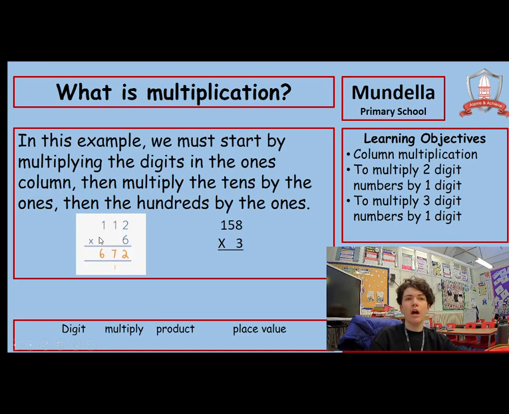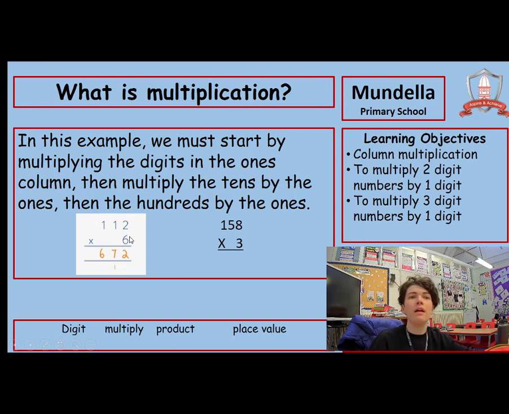So in this example, 112 multiplied by 6, we must start by multiplying the digits in the ones column. Okay, so I have clearly set out my digits in the correct place value column. I'm going to start by multiplying the 6 by the 2, which gives me an answer of 12. The 2 remains in the ones column. The 10, or the 1 of the 12, I have to write in the tens column because there's 1 ten in 12. So I write my 12 as so, 2 in the ones, 1 in the tens.